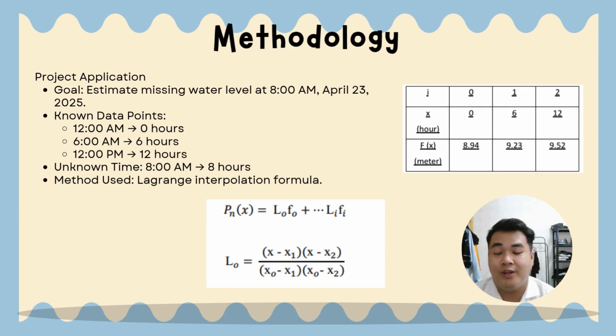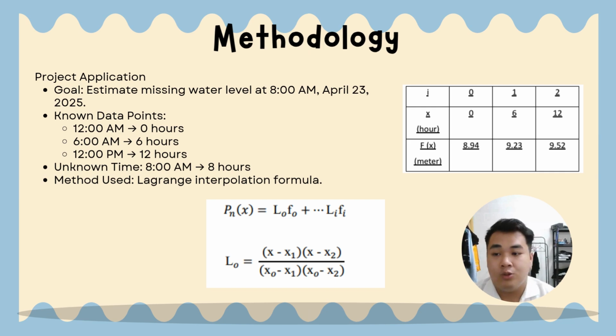Now, let's go through the methodology used in this project. So first, we identified the objective, which was to estimate the water level at 8 a.m. on April 23rd in 2025. Firstly, to apply Lagrange interpolation, we needed data points surrounding the missing value. In this case, we had three known measurements, which are at 12 a.m., 6 a.m., and 12 p.m.